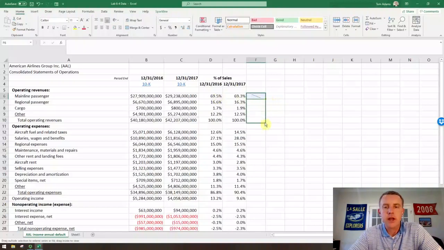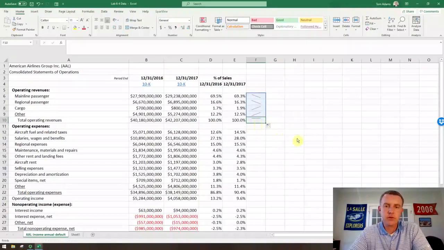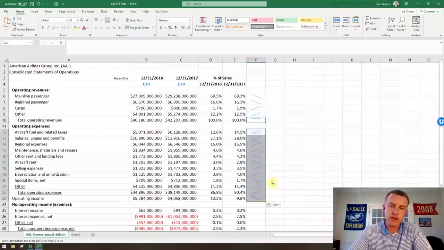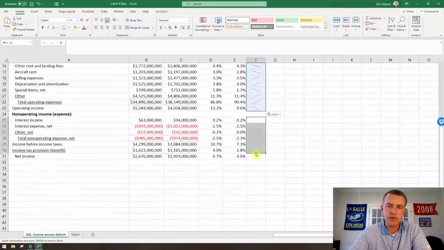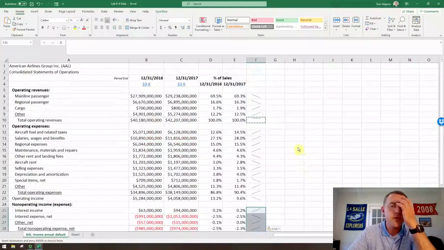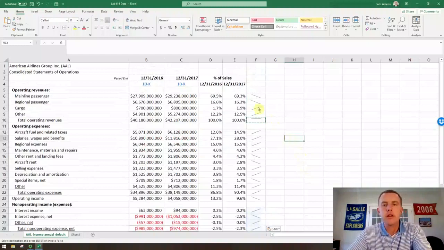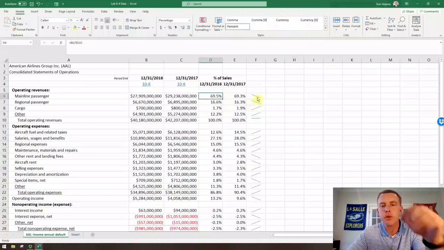We can drag this formula down and we'll get what these are called. These are called Sparklines, and we'll get Sparklines for all of these accounts. It just gives us a quick visual trend of which way the various line items are going from year to year. Some people like to use these Sparklines as a visual representation.